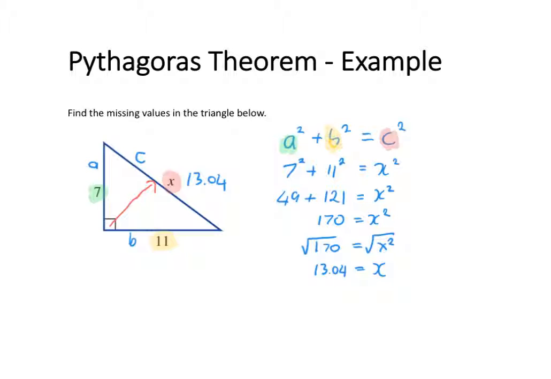And I can do a common sense check to make sure that my answer makes sense. So I've got a side of 7, a side of 11, and my hypotenuse, which is the longest side of my triangle, is equal to 13.04. Because I know the 13.04 is meant to be my longest side, and it's similar to side 7 and 11, I can go ahead and accept my answer as making sense. So using Pythagoras theory, I've determined the value of the hypotenuse to be 13.04.